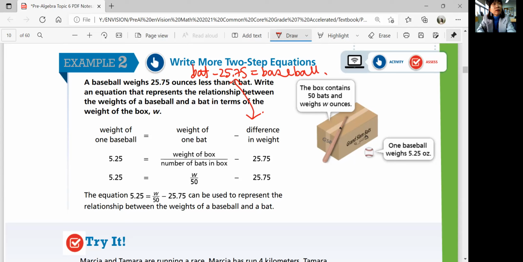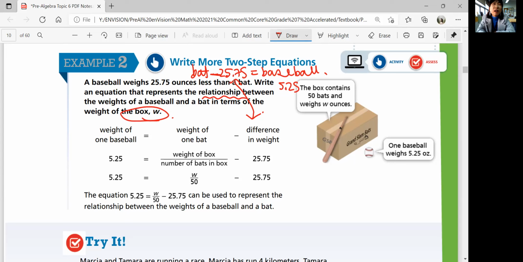So how do you get the weight of the bat? Weight of one baseball, you know it's 5.25. So you can use this equation instead, right? And you can say, oh, if I add 25.75 on both sides, I'll be able to get the weight of the bat. So 5.25 plus 25.75. But why could that be not true? Because you want to find the relationship between the weights of a baseball and a bat in terms of the weight of the box, W. How do you know the weight of the box?